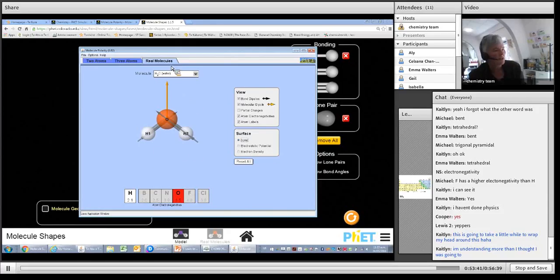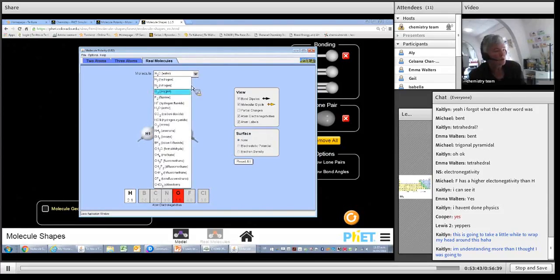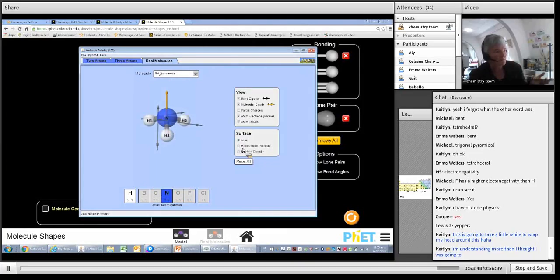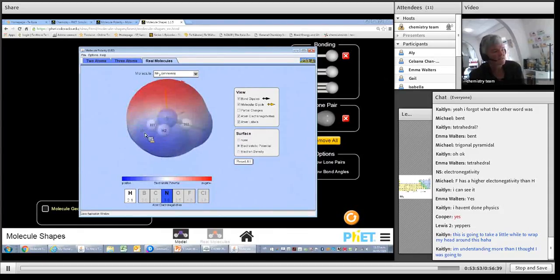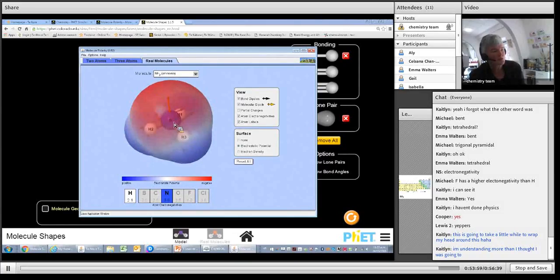If I go and do a few more, you are welcome to do this yourself. Let's do ammonia. When you go and play around, just Google that PhET and then you can see it. So there's your ammonia. It's got your hydrogens, and the nitrogen is more electronegative. Hydrogen is 2.1, nitrogen is 3. So that's why the molecular dipole goes towards the nitrogen.